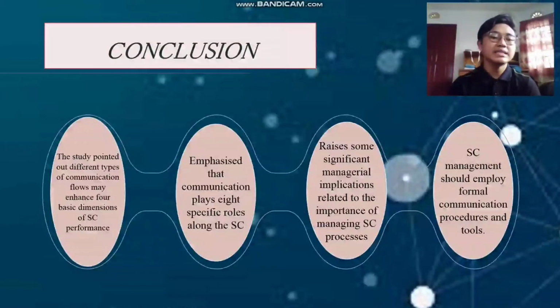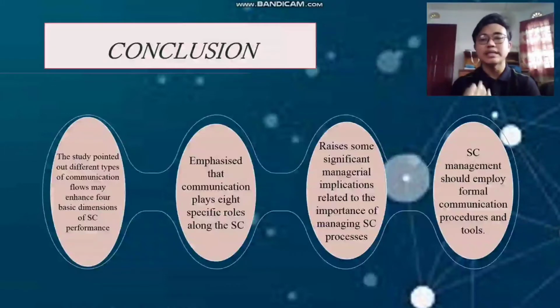The first is the study points out different types of communication flows may enhance 4 basic dimensions of SC performance. In particular, value-based and educational communication flows promote the SC knowledge performance dimension, while SC managerial performance dimensions, such as strategic vision and long-term orientation, are boosted by strategic reflective, value-based and educational communication flows. The study emphasized that communication plays its specific roles along the SC.